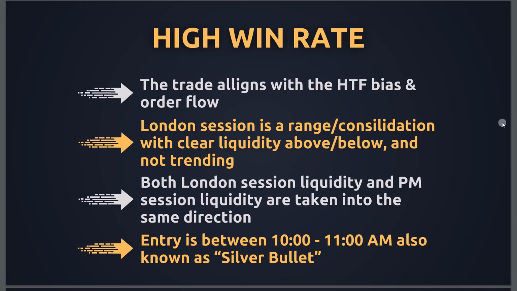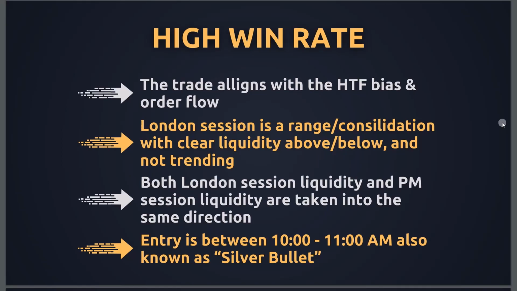So if you see that the London session high is taken, if you go back in time and you see that the PM session high is also taken, then that's a high probability. Why? Because we have 2 levels of liquidity taken in the same direction. So that's even higher probability.